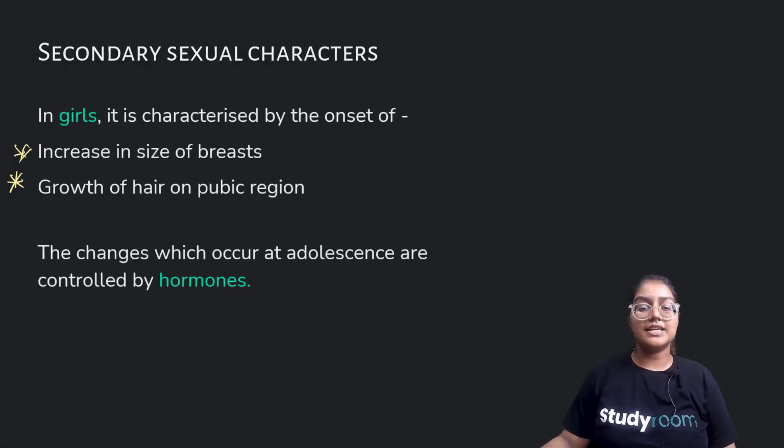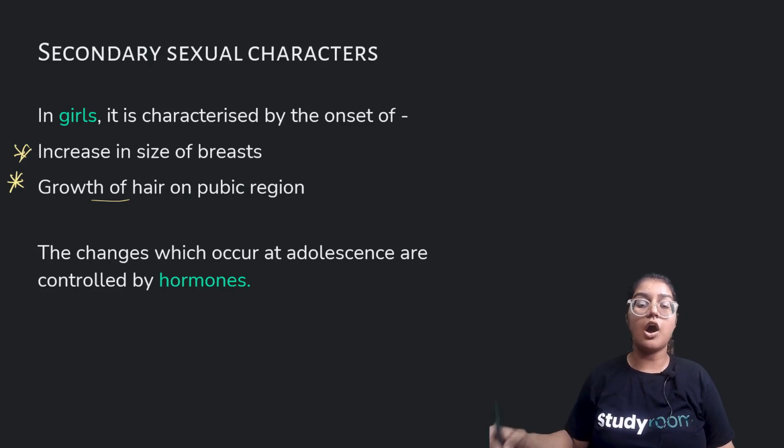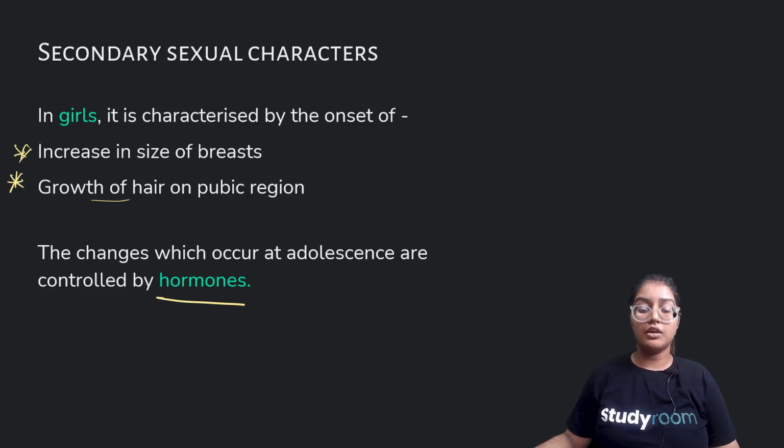In girls, it is characterized by the onset of increase in the size of the breast. In the case of boys, there is increased hair growth, facial hair growth, genital hair growth. In case of girls, there is growth of hair in the pubic region and increase in breast size. So these are two very prominent examples of secondary sexual characters. The changes which occur at adolescence are controlled by hormones. So these are all controlled by hormones. We already discussed testosterone in males and estrogen in females.